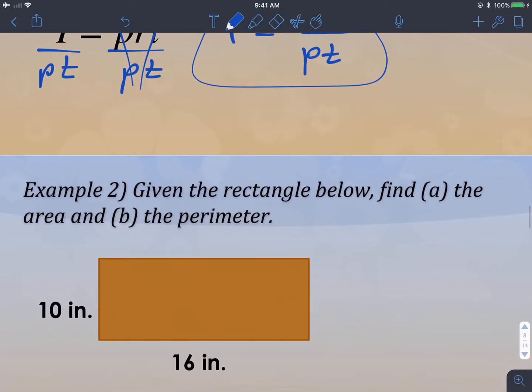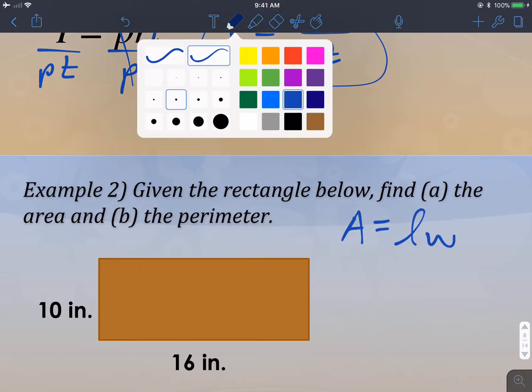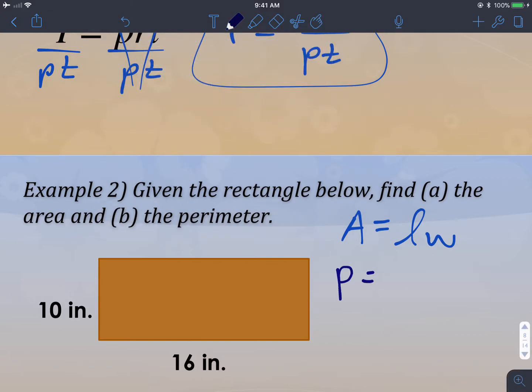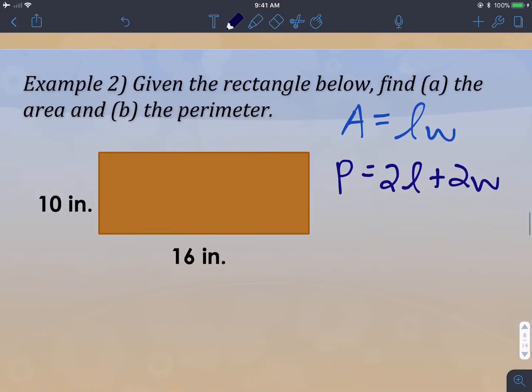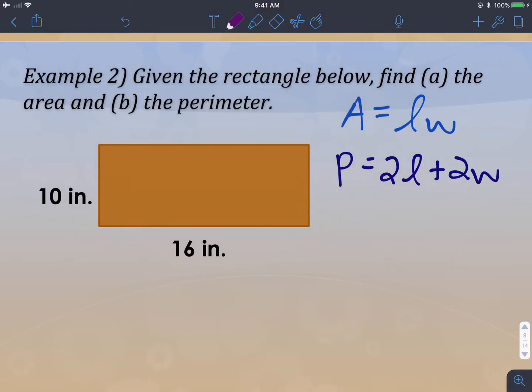I want to say I remember a rectangle question being in there. Yeah. All right, so the area of a rectangle is the length times the width. And the perimeter of a rectangle is add up all the sides, 2L plus 2W. Just plug in your numbers, okay? The length is 16. The width is 10. 10 times 16, right to the calculator. 160.